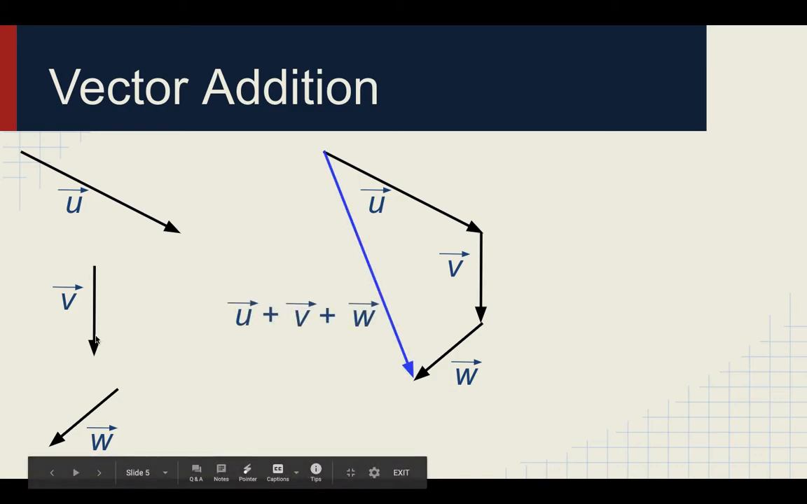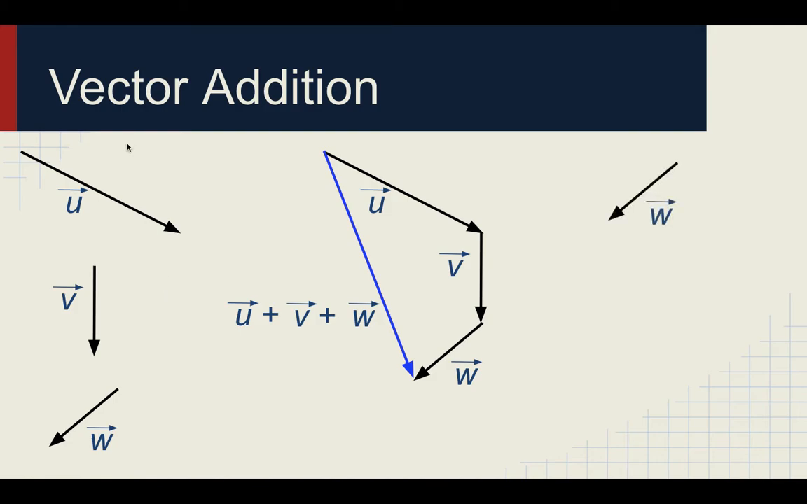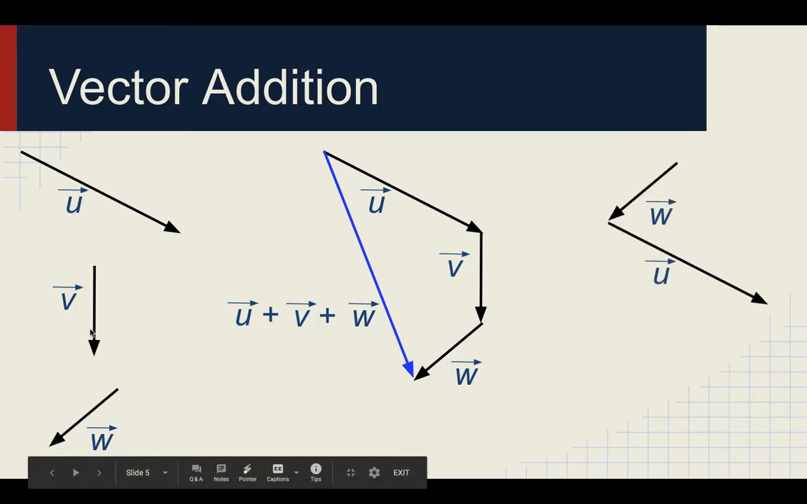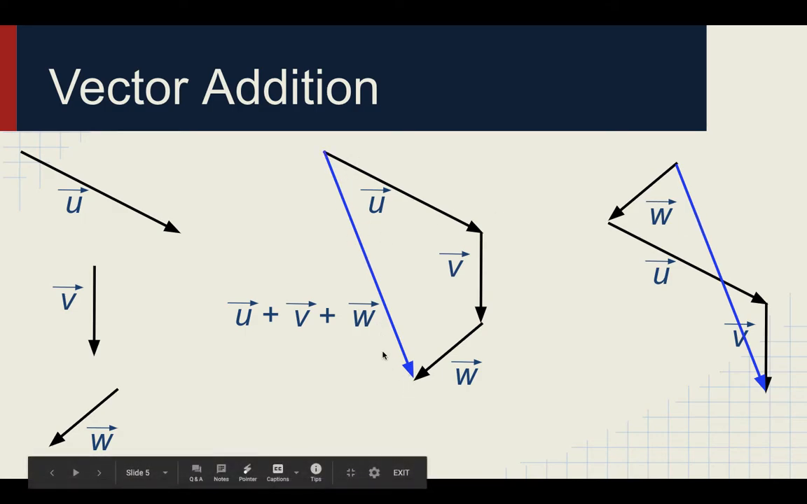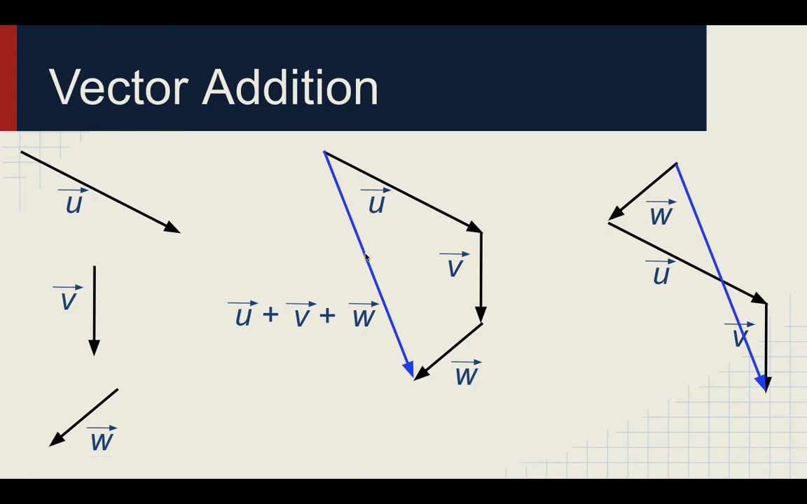Now similarly, we can add these in any order, and we should actually get the same resultant vector if we sum them. So let's start with w this time, and then take u. So we're going to do w plus u plus v. And if we go from the tail of the first vector to the tip of the last vector, we get something that looks like that. These two resultant vectors should actually have the same magnitude, so the same length, as well as the same direction. So these are identical vectors.